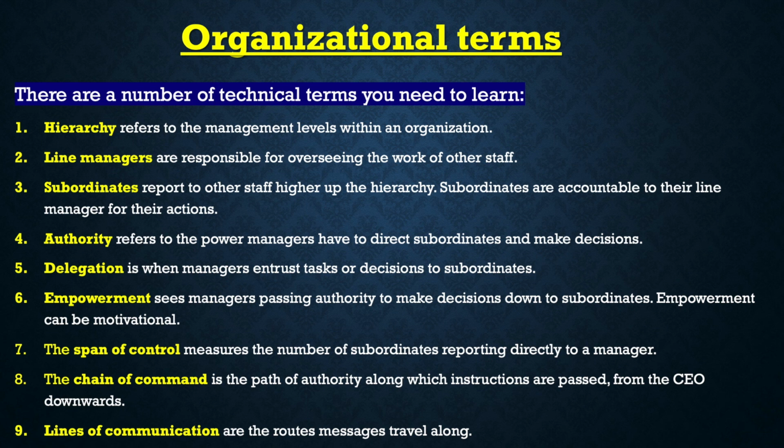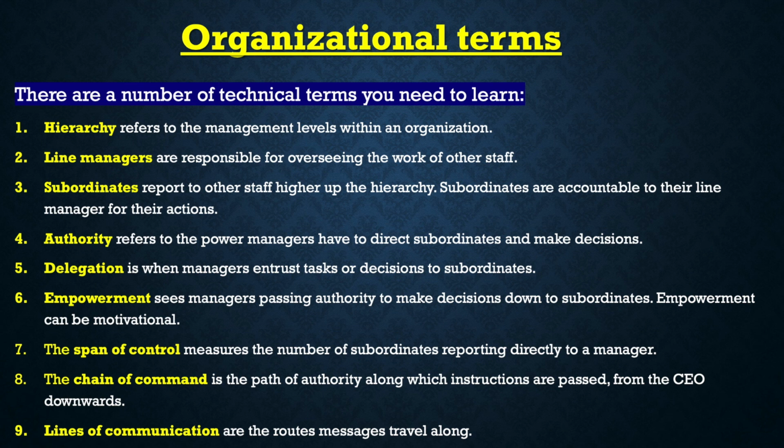Authority refers to the power managers have to direct subordinates and make decisions. Delegation is when managers entrust tasks or decisions to subordinates. Empowerment sees managers passing authority to make decisions down to subordinates. Empowerment can be motivational. The span of control measures the number of subordinates reporting directly to a manager.